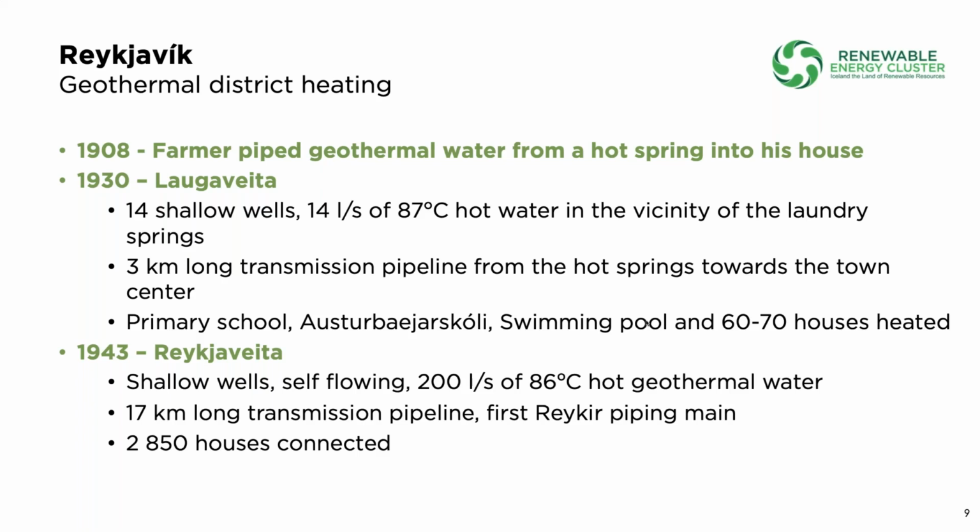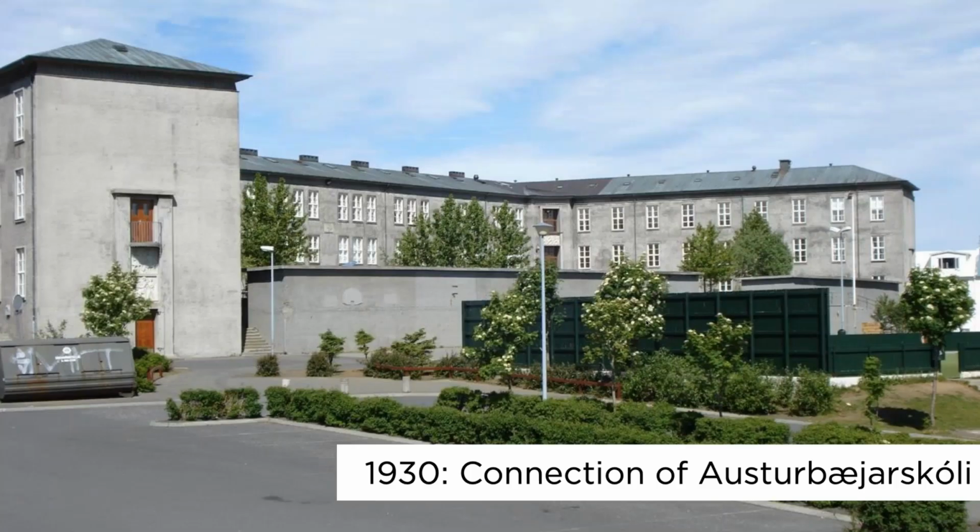And then based on that, things picked up quite a bit. So in 1943, an additional field within the city perimeters was utilized for geothermal. Shallow wells were drilled with, again, around 90 degrees hot water, and a 17-kilometer-long transmission pipeline running into the city, and at that time heating around 2,800 houses. This is the secondary school that I mentioned earlier that was connected in the 1930s, and that was a big change in Iceland.